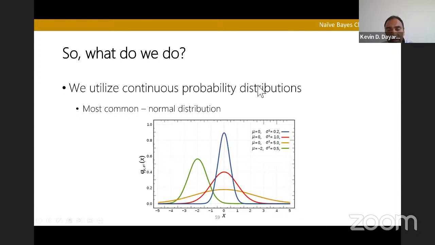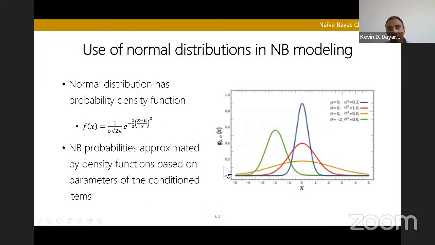And as you can see here, you have a variety of choices of means and standard deviations for plotting the normal distribution. And larger variances and standard deviations mean the data is more spread out. Smaller ones mean it's closer together. The normal distribution has this probability density function right here.